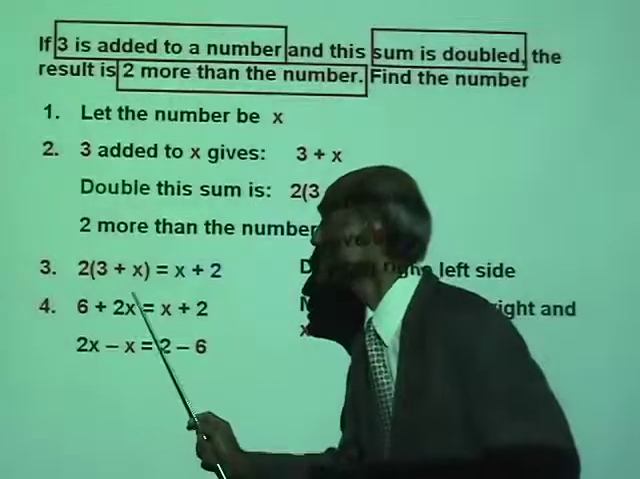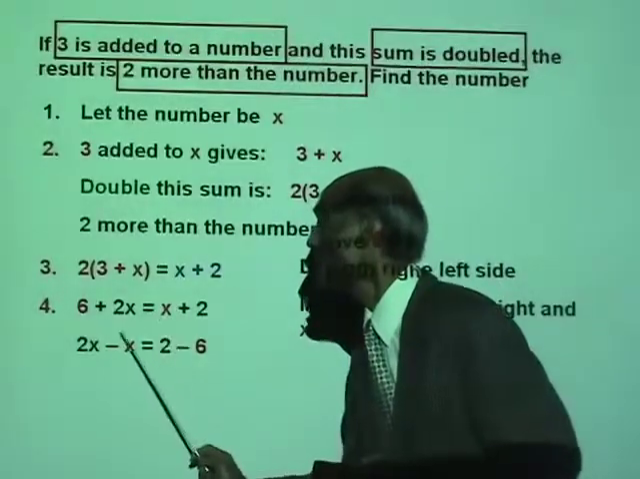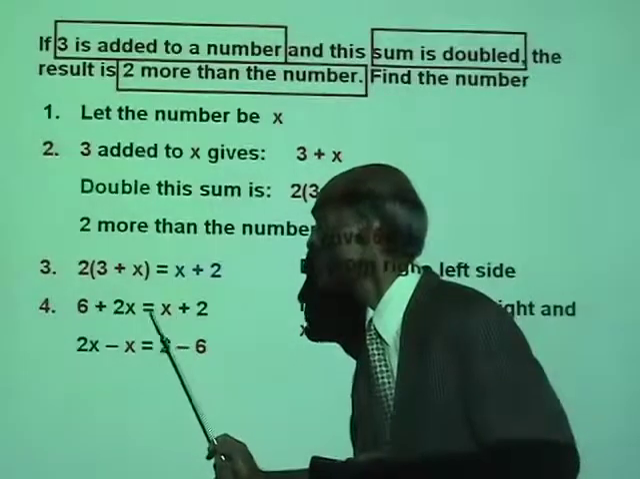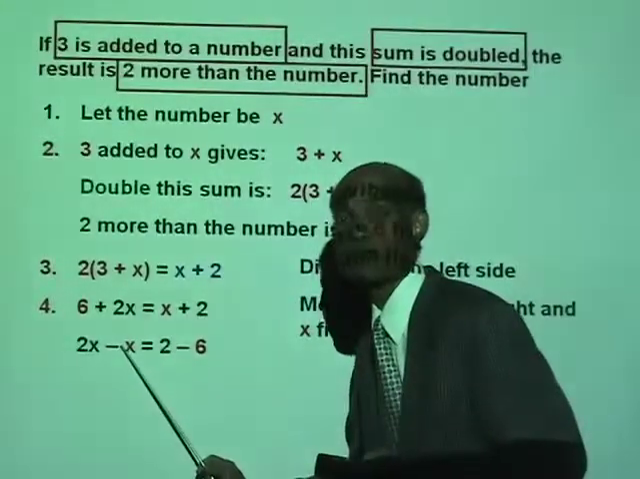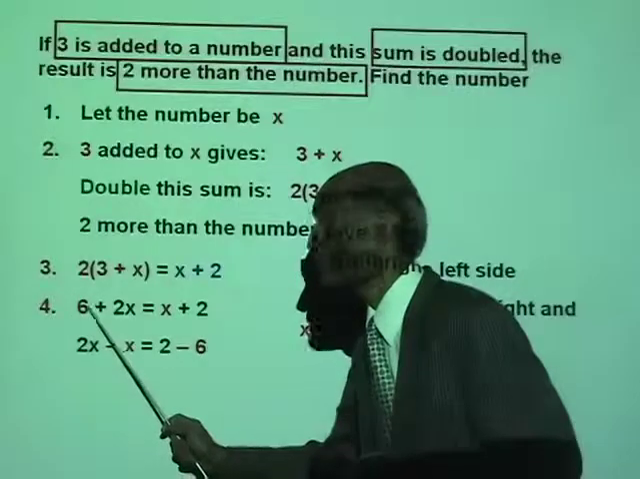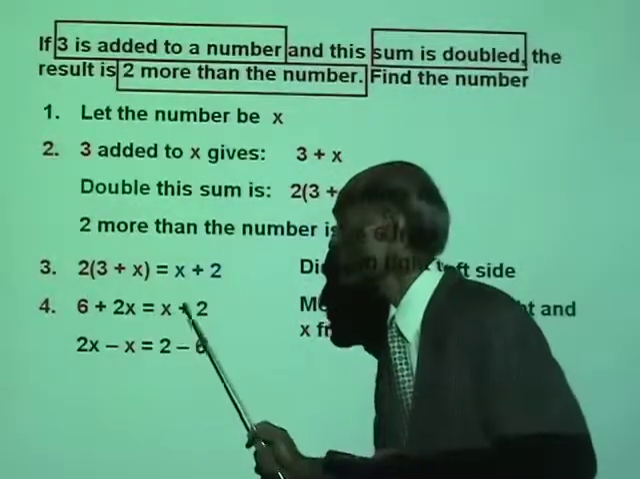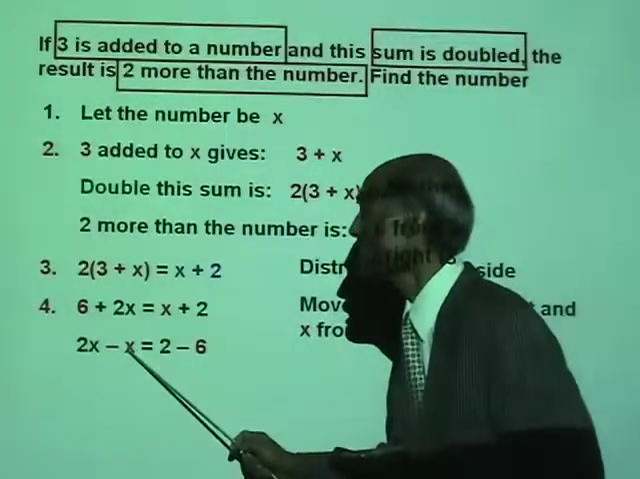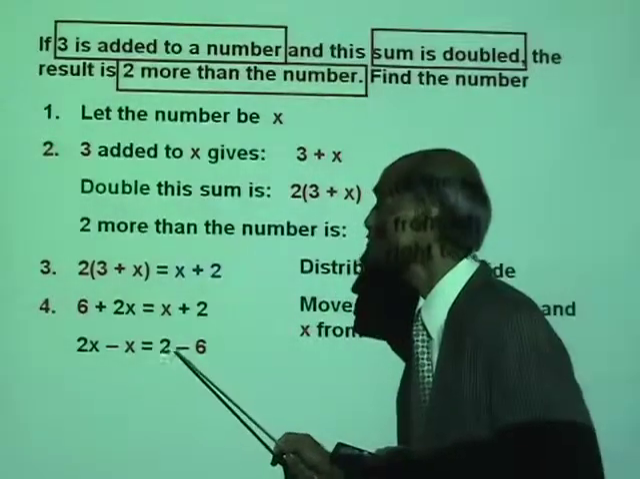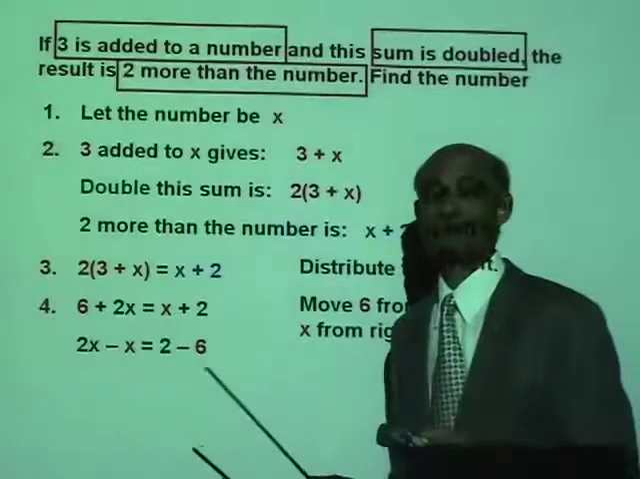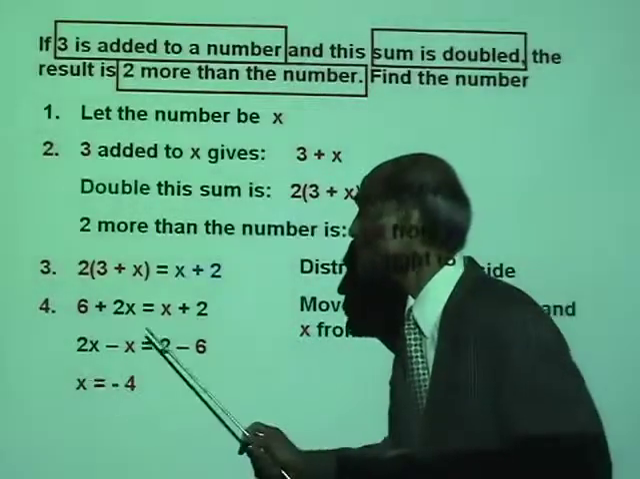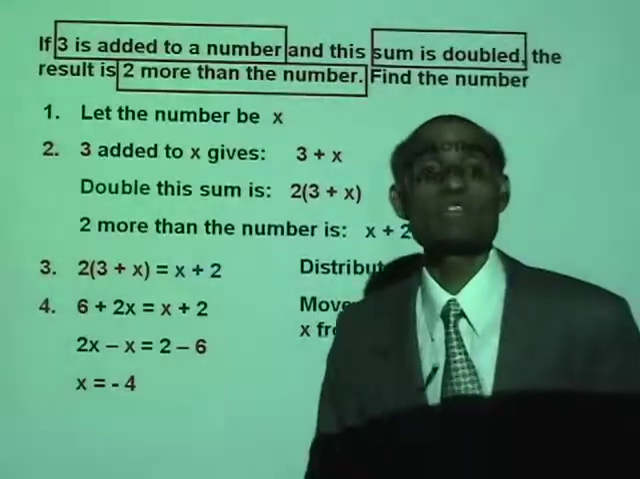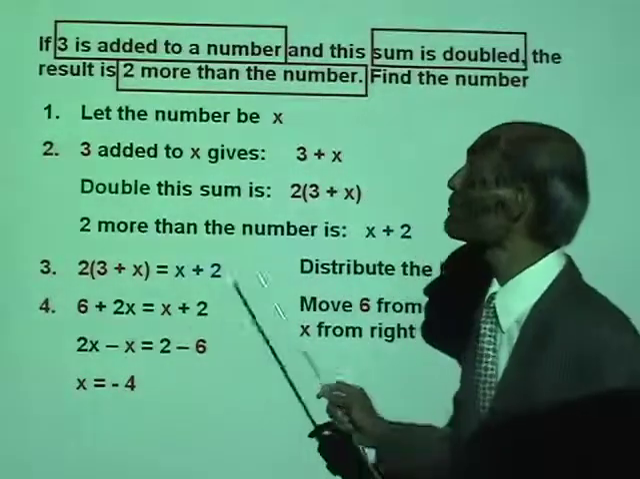That will give me 2x minus x. Watch it again. X from the right moves to the left, become negative x. And 6 from the left moves to the right, become negative 6. So 2x minus x equal to 2 minus 6. 2x minus x is x. 2 minus 6 equal to negative 4. That means x equal to negative 4.